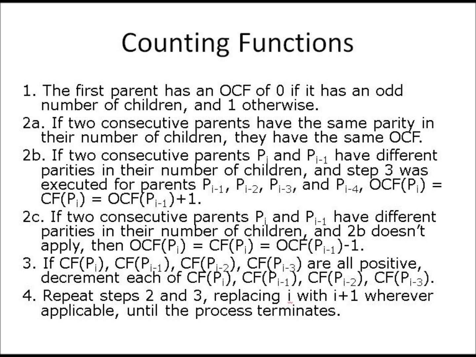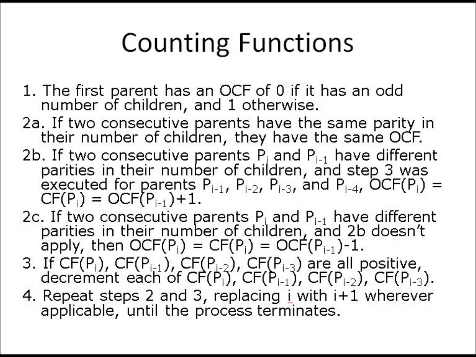A parent vertex is an odd parent if it has an odd number of children, and likewise for even parents. If the first parent is odd, give it an OCF of 0, otherwise it has an OCF of 1. If 2 consecutive parents have the same parity, they have the same OCF. However, if they have different parities, their OCFs will differ by 1. If step 3 is performed on the previous 4 parents, then the larger indexed parent of the pair has a lower OCF. If step 3 isn't performed, then the larger indexed parent has a higher OCF.